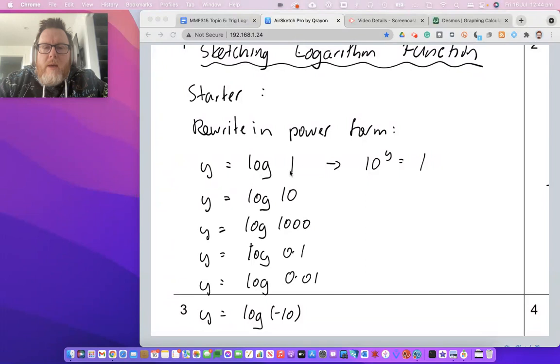So if y equals log 1, then that would be 10 to the power of y equals 1, because remember log base 10, the base 10 is implied. So it's 10 to the power of y equals 1. So do the same thing for these ones and then we'll have a bit of a chat about it.